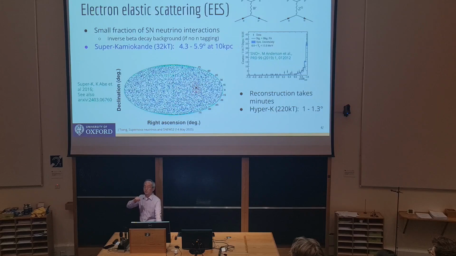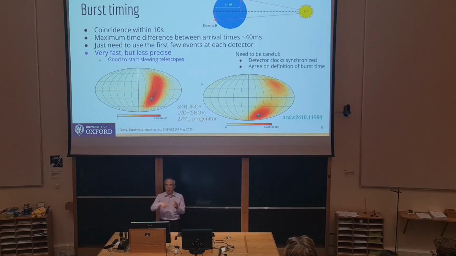They've done impressive work getting this to work, and they're still developing algorithms. They can actually do this in about 3.5 minutes, which is really impressive, and then localize that down to about 50 square degrees. You can also do triangulation. If you compare the timings of different experiments, you can calculate where it is in the sky. This is much less precise, but potentially faster.